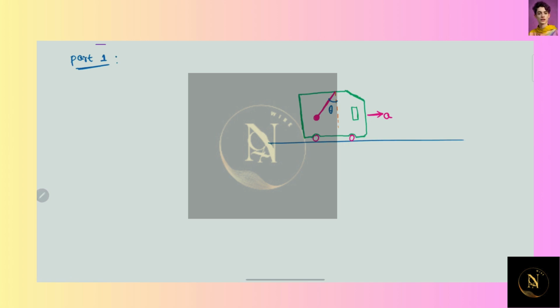Let's say the mass of this bob of the pendulum is m. Now on this bob, what are the forces acting? First of all, the mg force will be acting downward and the tension force will be acting in the upward direction. And with respect to the reference frame of the car, a pseudo force will be acting on the bob in the opposite direction of motion of the reference frame. So ma force will be acting on the bob with respect to the car's reference frame.